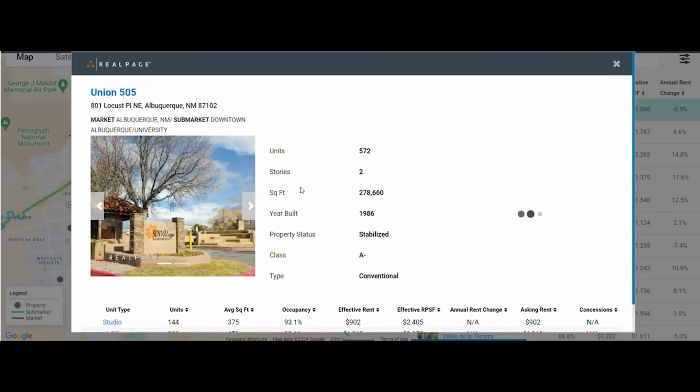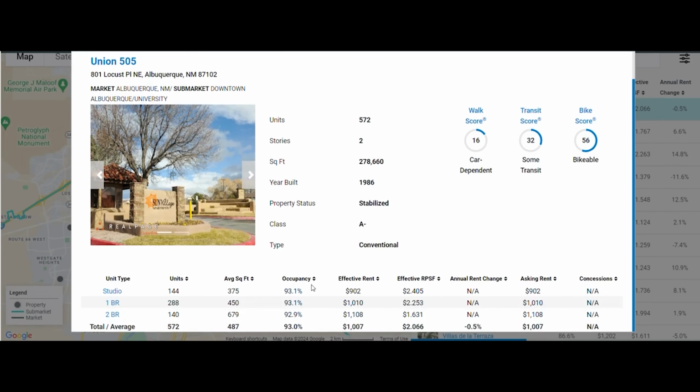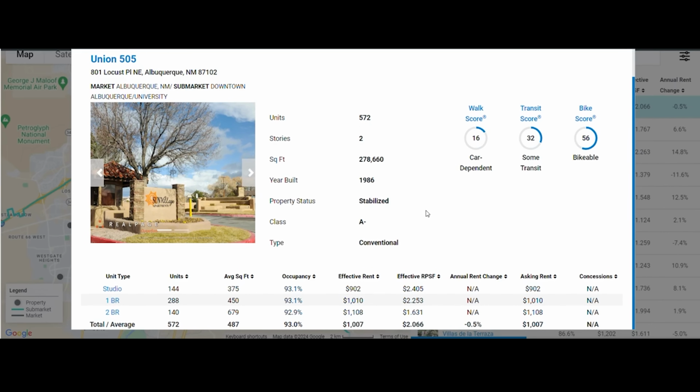Right here, this is again in Albuquerque. This particular complex has 572 units, built in 1986. It's an A minus asset class. And we'll see here that it's got a multiple of studio, one bedroom, and two bedroom. This happens to be 93% occupied, and average effective rent here. You'll also notice that this particular complex is not offering any concessions at this point in time.